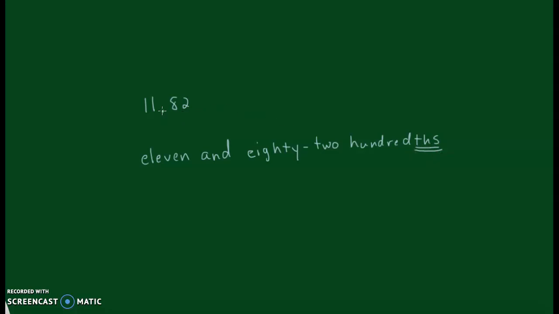So again, look in front of the decimal, write that number. At the decimal, write and. Look at the number after the decimal. Then look at the final place value and write what that is, the final place, and in this case it's hundredths.